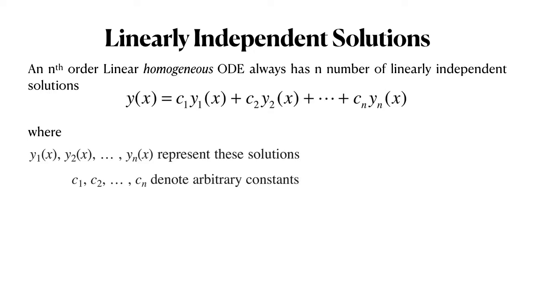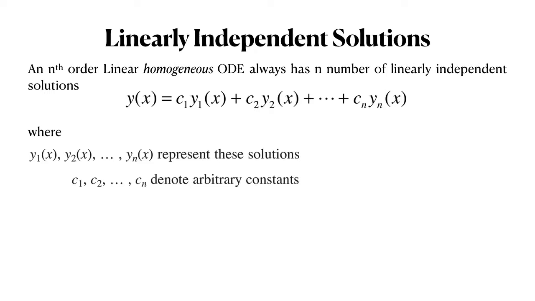Now, what do we mean by linearly independent solutions? Consider our solution y of x is equal to c1y1 of x plus c2y2 of x plus so on and so forth, cnyn of x. Let's say, for example, we have a third-order linear homogeneous ODE. Because it is third order, we have three linearly independent solutions. In this case, they are c1y1 of x, c2y2 of x, and c3y3 of x.